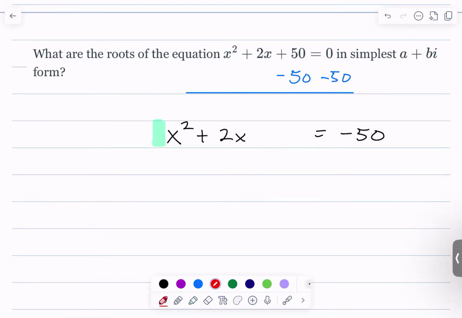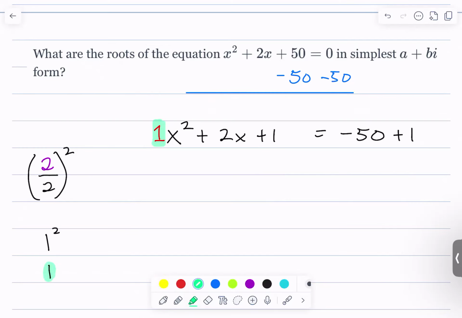Since that coefficient is 1, we're going to get b, which is 2, half it, and square it. So half of 2 is 1, and 1 squared is 1. And we're going to add that number here and here.